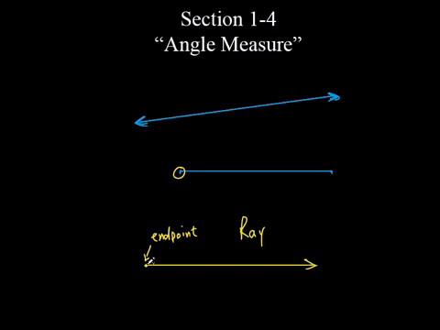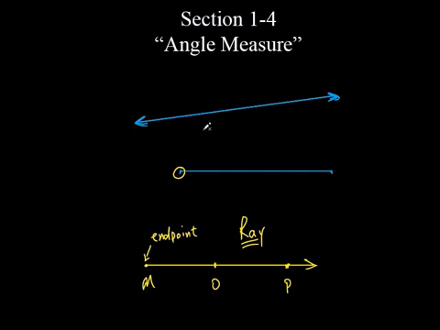Now, we need at least 2 points on this ray in order to identify it. So let's call this one, we'll use the same letters they use in the book, an M. And let's put a point right here. Let's call that O. And let's actually put 3 points on this ray, and we'll call that point P. So this is a ray. And how do we name it? Now we have 3 points.